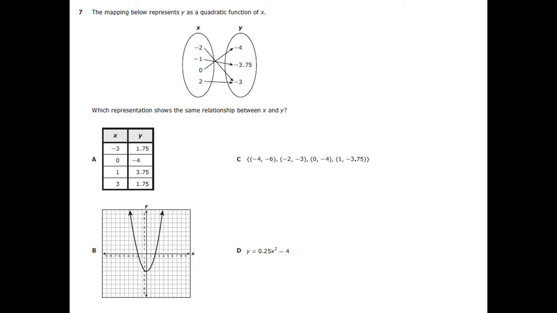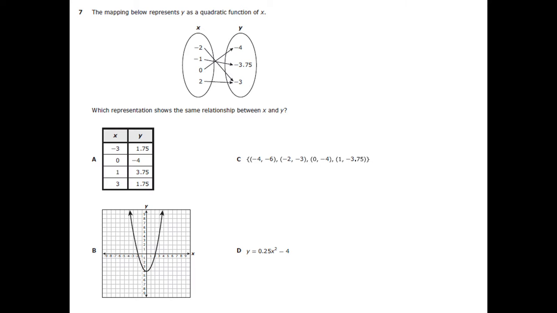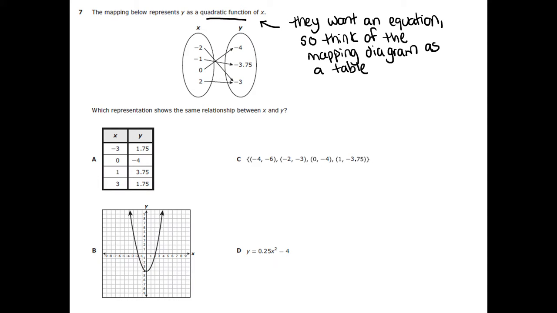Okay, number 7. Now, number 7, we talked about this concept on day 15. All right, here's your first hint, and pretty much the only hint I'm going to give you. First off, it's talking about a quadratic function. Function means we need an equation. So if we want an equation, we need to type something into stat. So how are we going to type this into stat? That's your first hint.